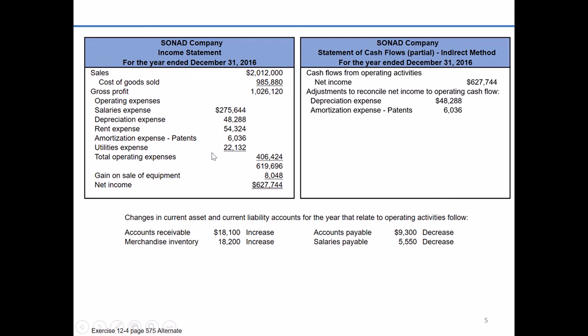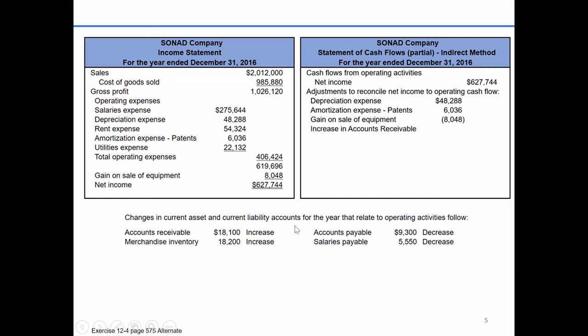Let's look around here and see if we see any other non-cash revenues or expenses. Last and not least is going to be our gain on sale of equipment that previously added to our net income. But remember, when we sell that equipment, that cash flow is going to show up in our investing section. So we're double dipping here. So we're going to subtract that $8,048 for that gain on sale of equipment in order to arrive at operating cash flow. Now, we're not done yet.